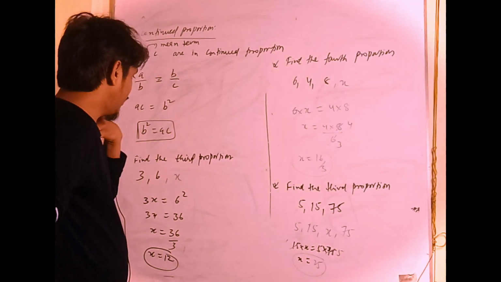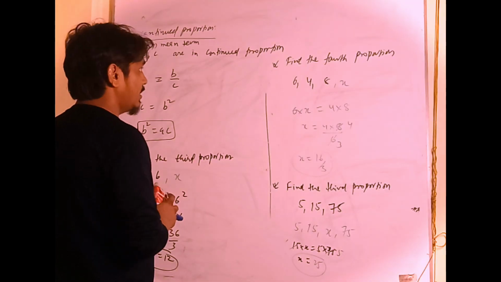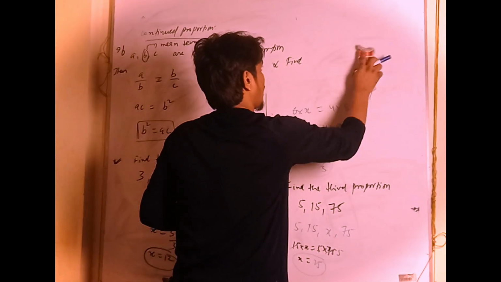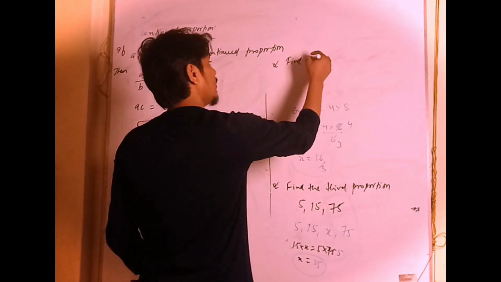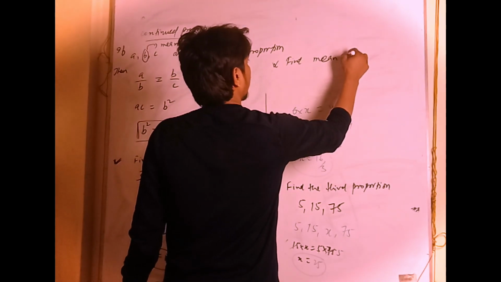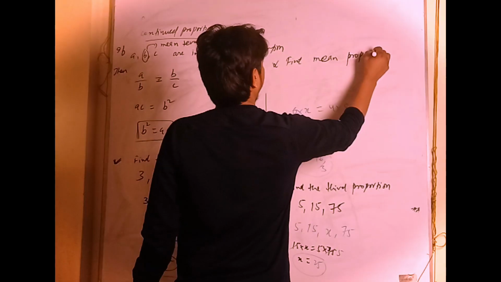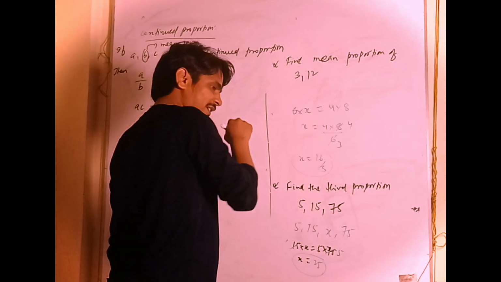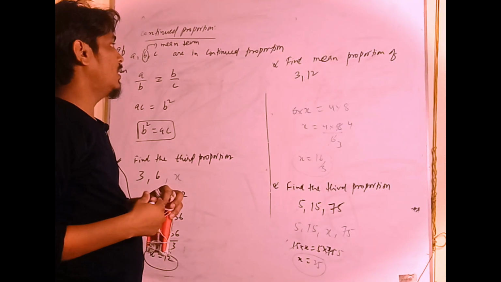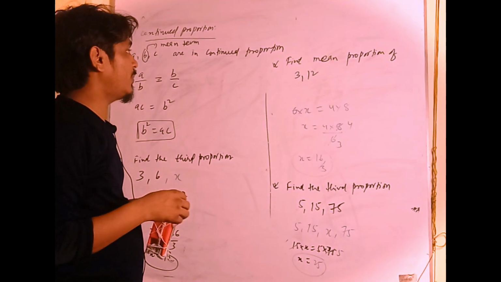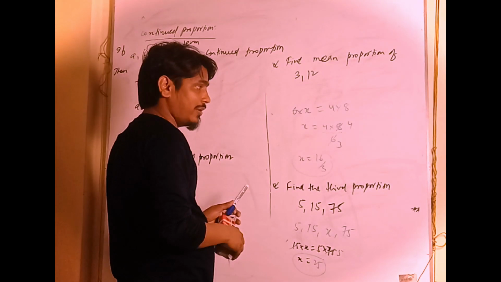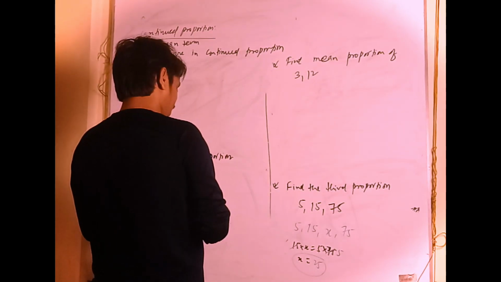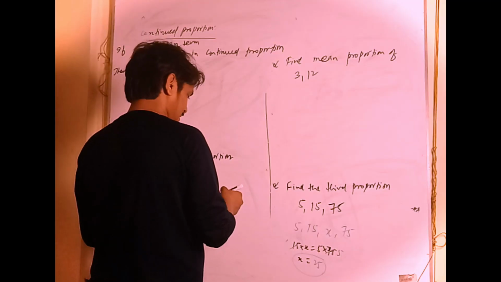So let's try to solve one more question based on this. Find the mean proportion of 3 and 12. Only two numbers are given, and we need to find the mean proportion. Since it is continued proportion, we just have to find the middle of these two numbers. So for the mean proportion, we take the mean term as x.